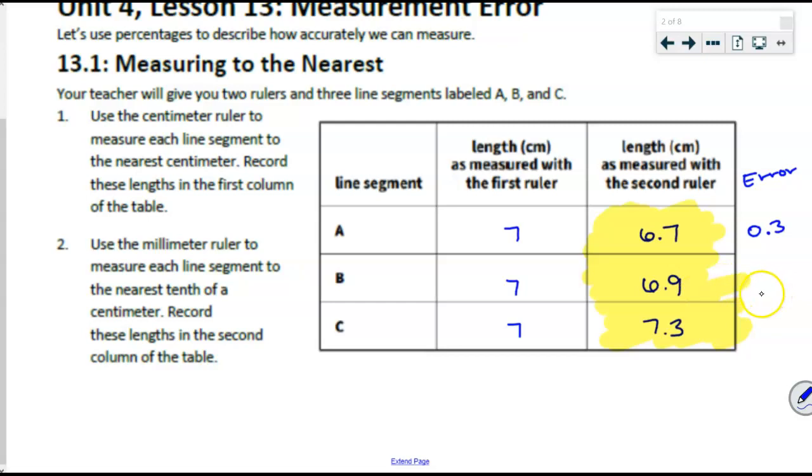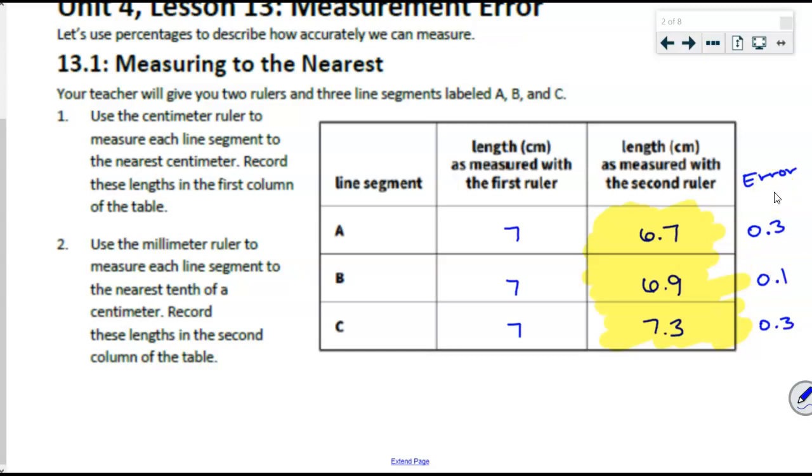Okay, and B, how inaccurate was that one? Gideon? 0.1 centimeters in error. And C, Dylan? How much? Double check. 7.3 is the accurate measurement, and we measured 7 here. So how much difference is that? Dylan needs some coffee too, it sounds like. Yes. You haven't had your coffee either. 0.3. Okay. We're going to come back to that.